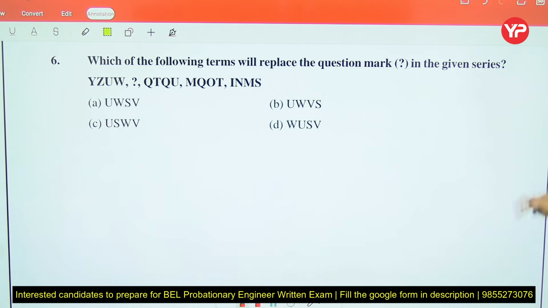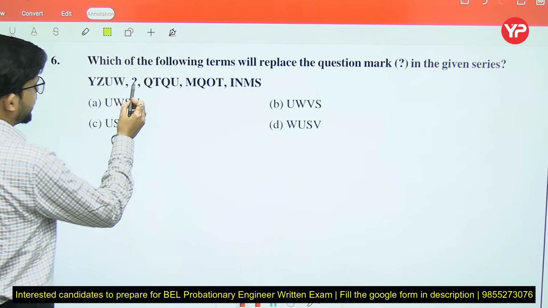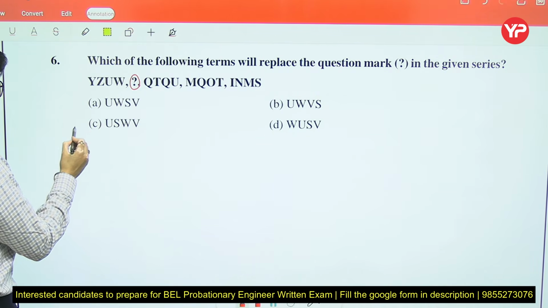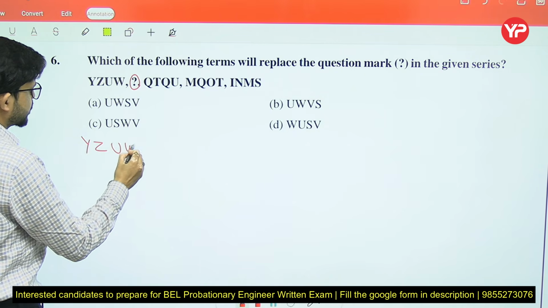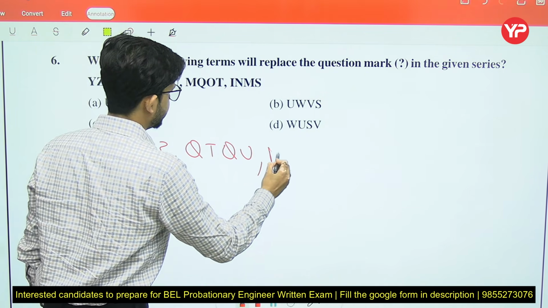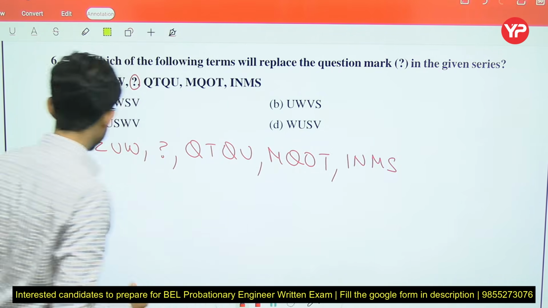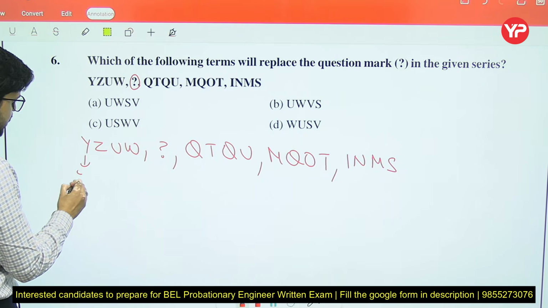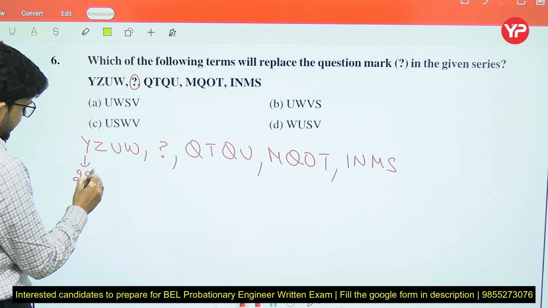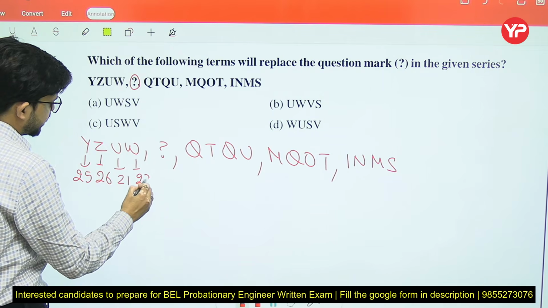Next question is from alphabet series. So we have to find what came here. First of all, just write down this question: Q U M Q O T I N M S. First of all, it is 25, 26, U is 21, W is 23.